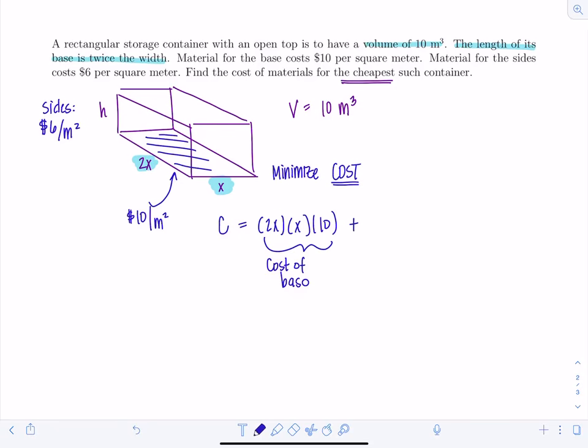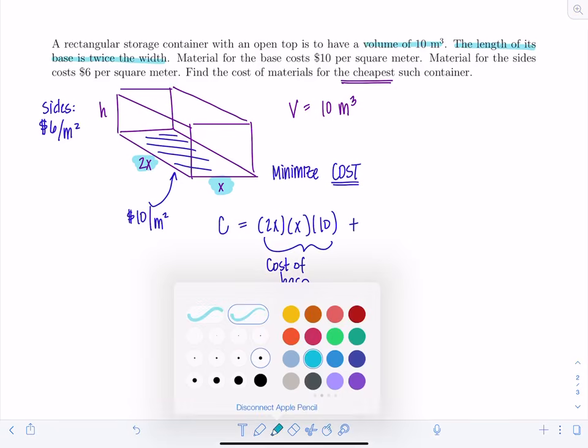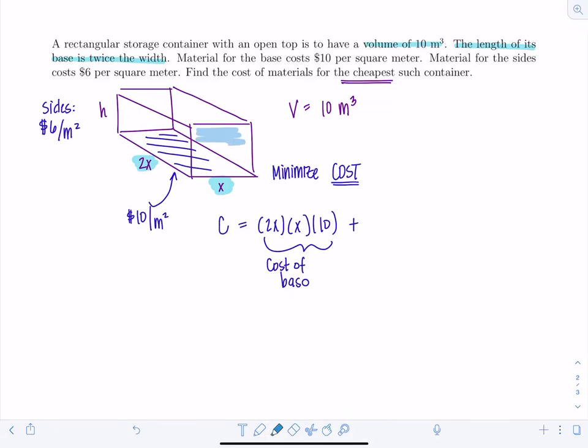Now, I have 4 sides, but notice they're not all identical. So we have the front and the back. They have the same dimensions. What are their dimensions? Well, it's going to be h by x. So h by x. How much do those cost? Well, they cost $6 per square meter. And remember, I have 2 of them, one on the front, one on the back. So this is cost of front and back.